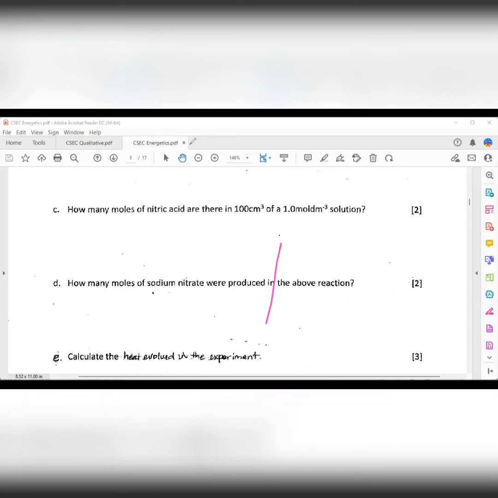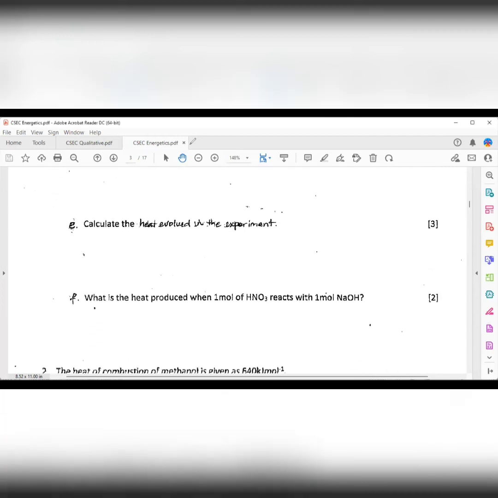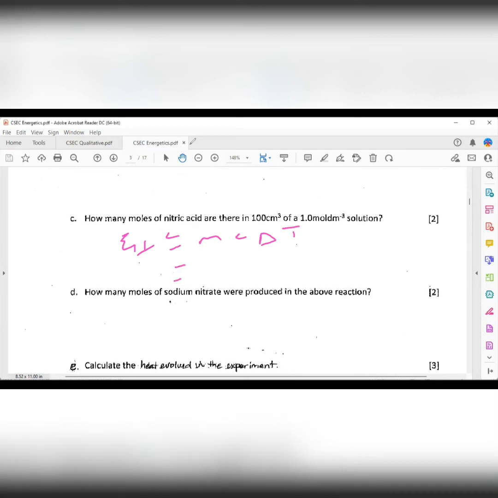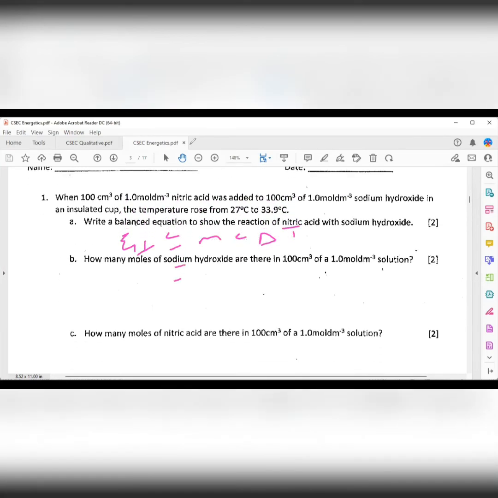Okay, then now it says calculate the heat evolved in the experiment. When you're calculating the heat evolved, what you need to do is use the equation EH is equal to MC delta T. So the question now is, what is the mass of the solution? So let me go back up. What's the mass of the solution? What's the total volume of the solution based on this question?